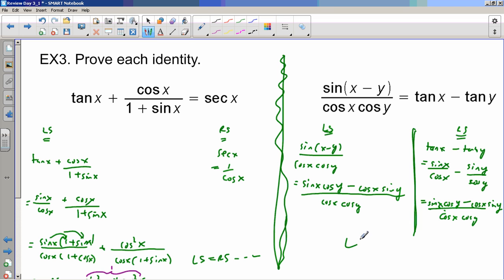And look, they're actually pretty nice to have an identity on the exam, because you know if you've got it, right? If you end up getting left side equals right side and you haven't done anything goofy, it's a really nice feeling. All right, that's it for trig.